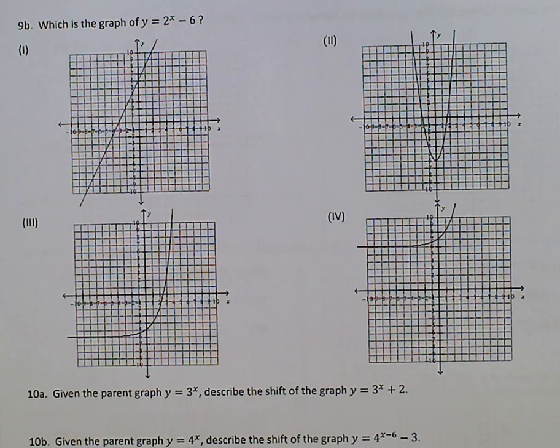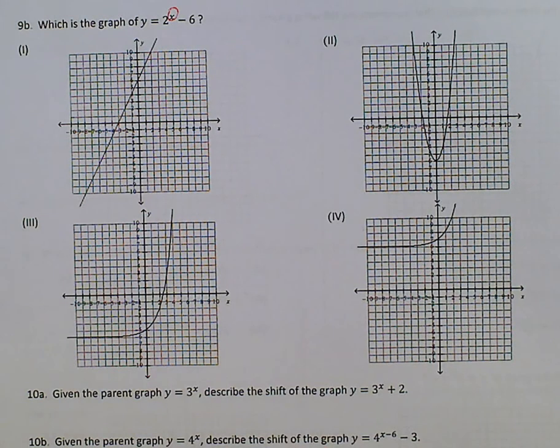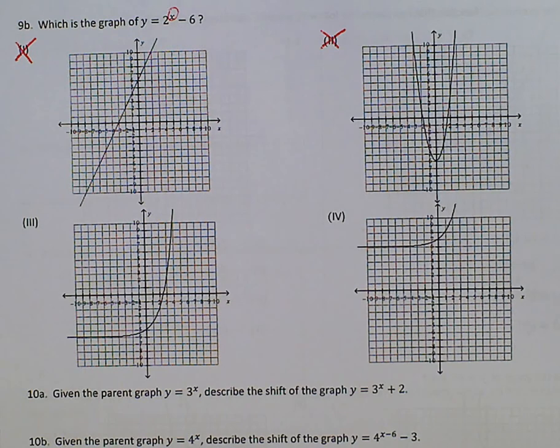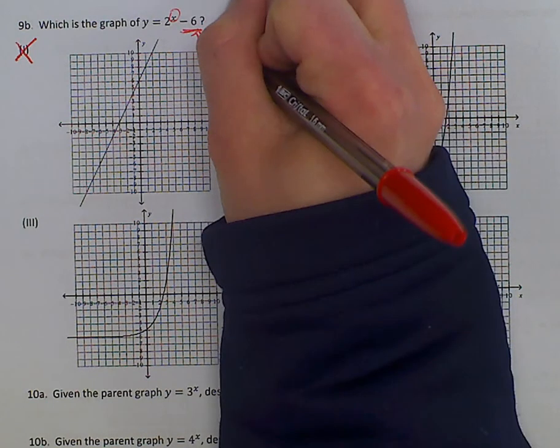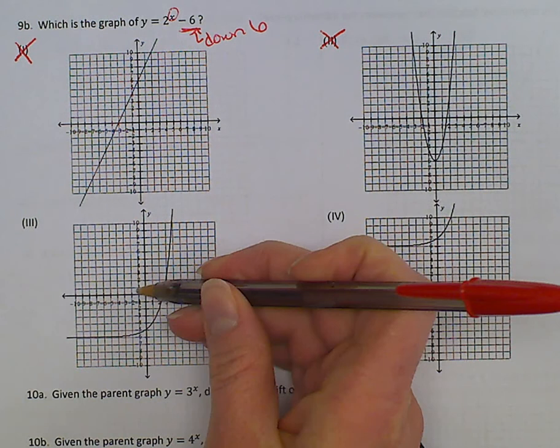Okay, in number 9b, it says which graph of y equals 2^x minus 6. So which is the graph for the following? Well, 2 to the power of x being our exponent means we're going to have an exponential function. 1 is linear, 2 is quadratic, so it's definitely not either one of those. Now this minus 6 is a shift of down 6. This graph moves up, this graph moves down. So I'm going to go with option 3.